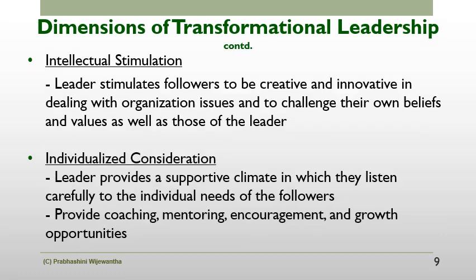Next, we'll look at the other two dimensions of transformational leadership. So, the third dimension of transformational leadership is intellectual stimulation. So, what is intellectual stimulation? The transformational leader stimulates the followers to be creative and innovative in dealing with organizational issues and to challenge their own beliefs and values as well as those of the leader.